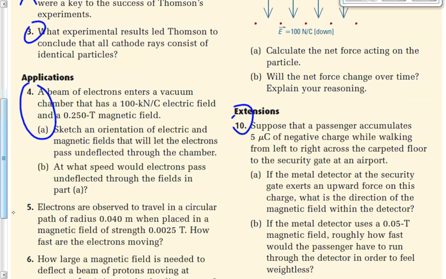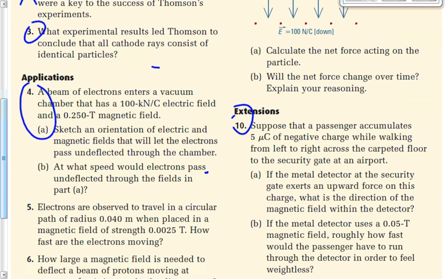4a, a beam of electrons enters a vacuum chamber that has a 100 kilonewton per coulomb electric field and a certain magnetic field. Sketch an orientation of electric and magnetic fields that will let the electrons pass undeflected through the chamber. So this is a velocity selection chamber, right? We don't have to solve anything here until question B, but for question A there's no mathematics involved. It's just an orientation of the electric and magnetic fields that will cause the electrons to be undeflected. If that's the case, we need these forces to balance. We need one force upward, one force downward.